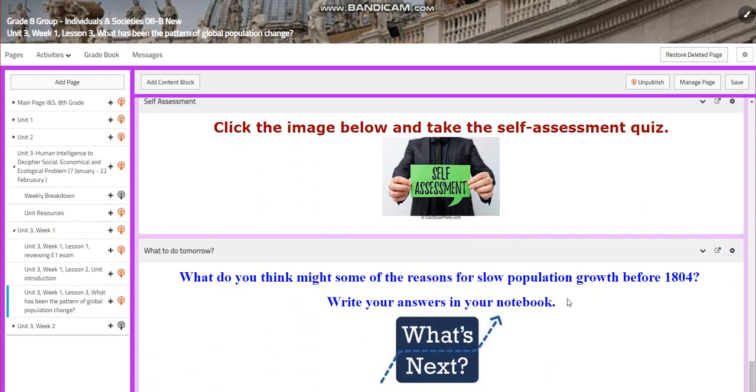You will have a self-assessment quiz, and for what to do tomorrow, I would like you to think about what you think might be some of the reasons for slow population growth before 1804. Write your answers in your notebook.